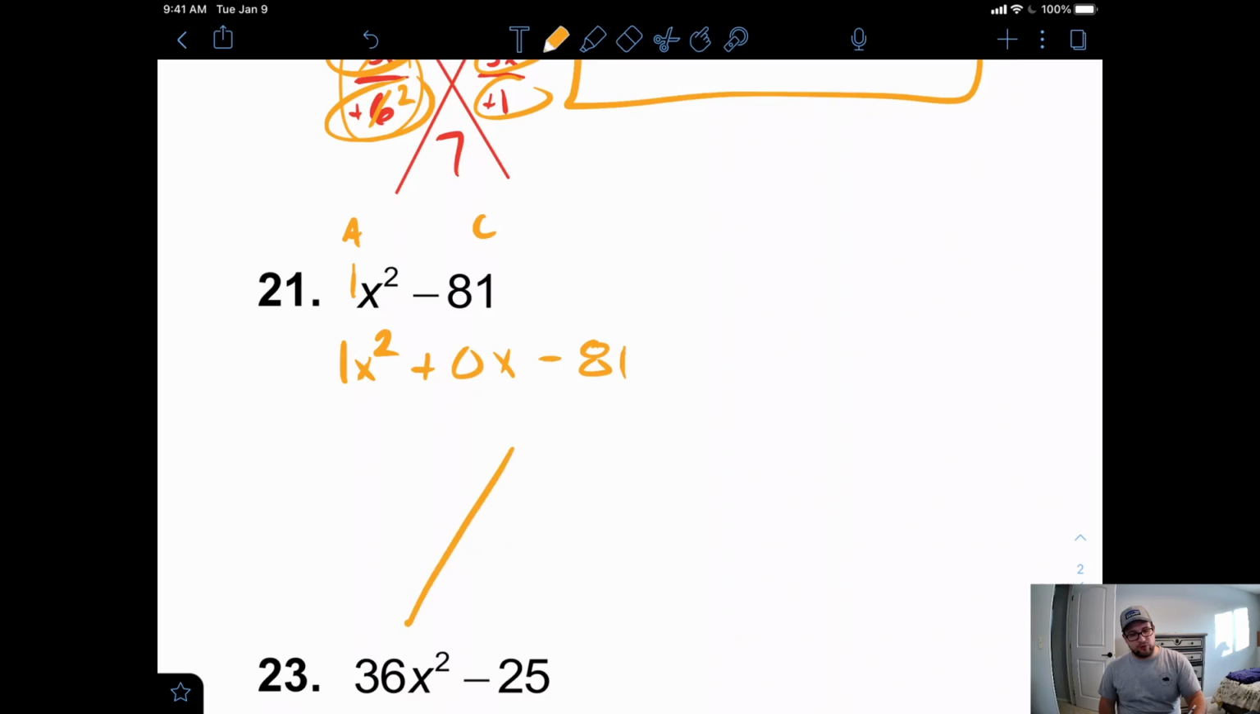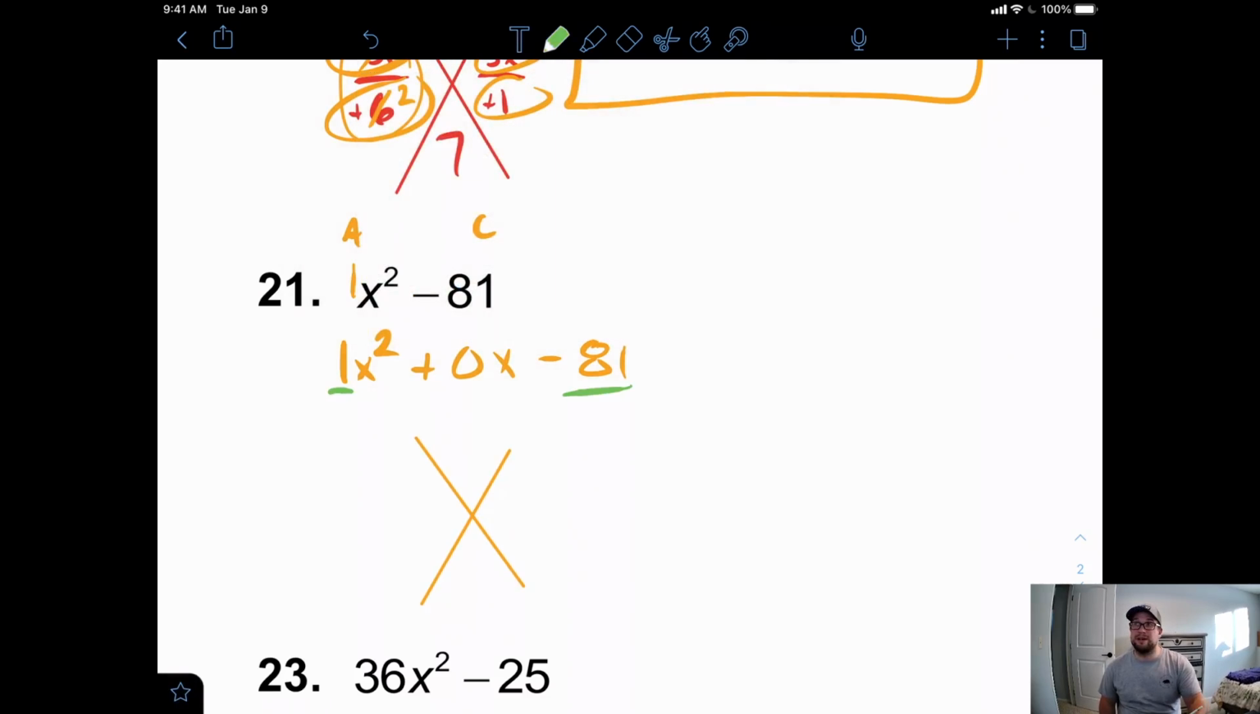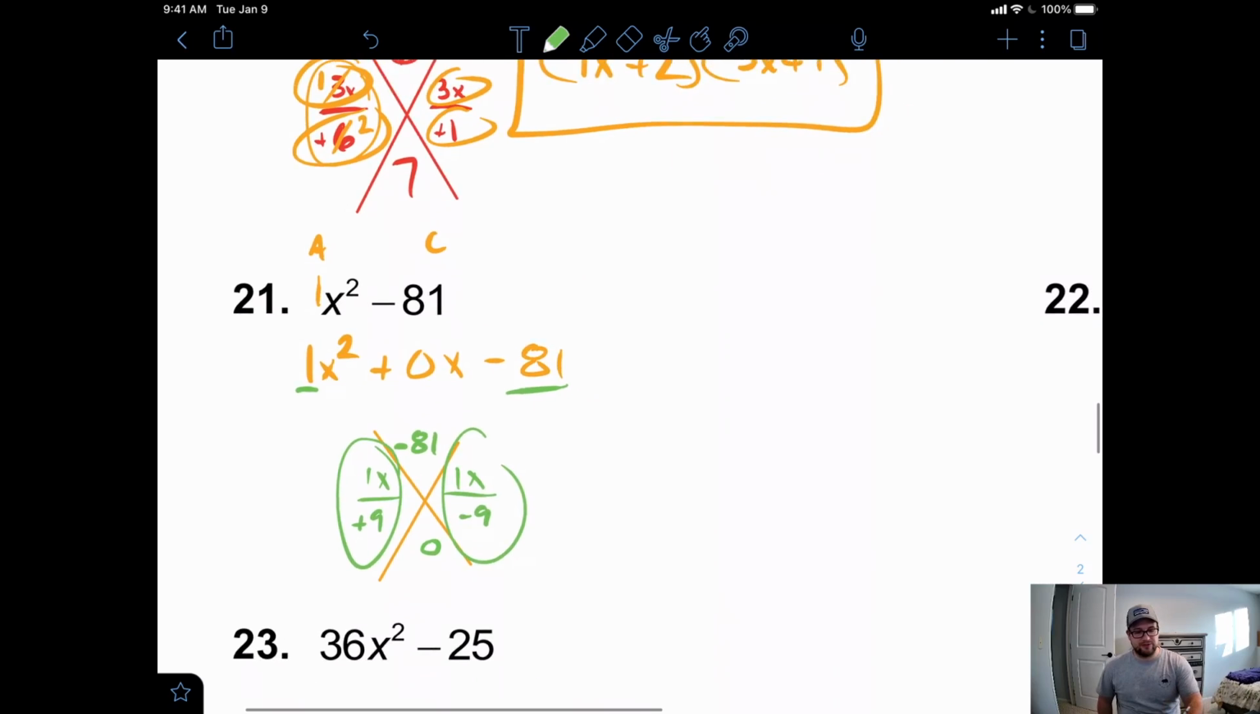Now again, when we do our x, our top number is still going to come from a times c. So 1 times negative 81 will be a minus 81, and then 0 is going to go on the bottom. We're going to have our 1x and our 1x on the sides. Now we need to think, what numbers multiply to give us negative 81 that add to give us 0? Well, how about a positive 9 and a negative 9? Neither of our fractions reduce here, so my final answer will be 1x plus 9 and 1x minus 9.